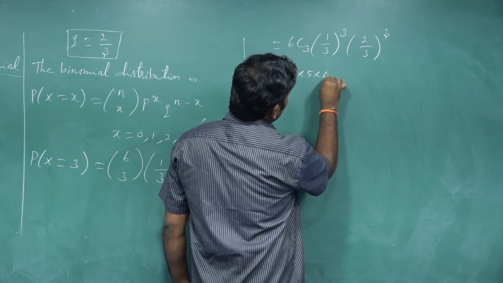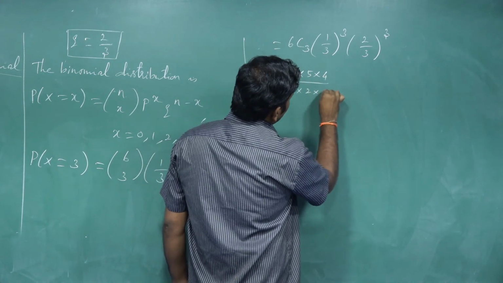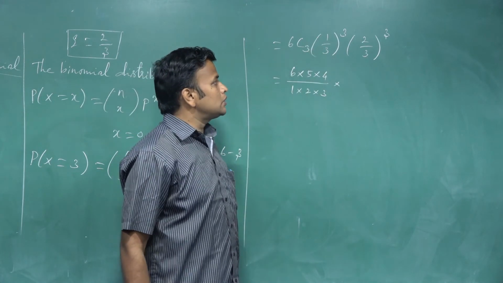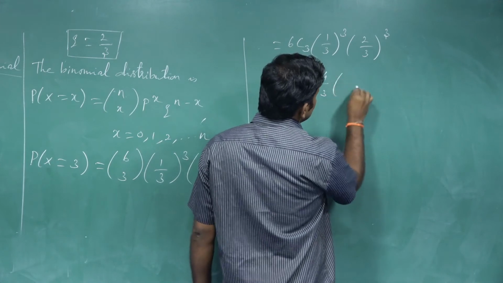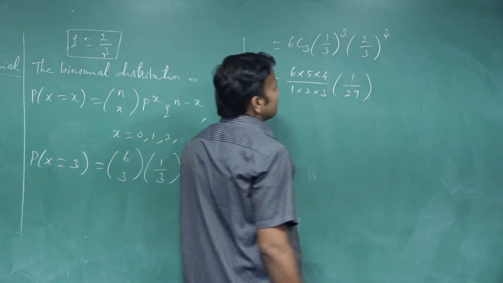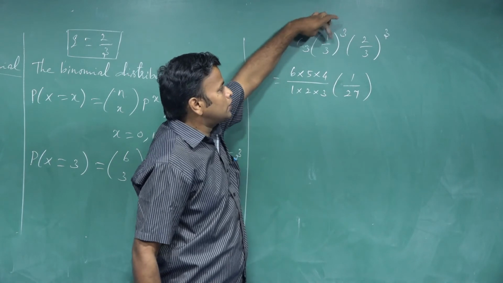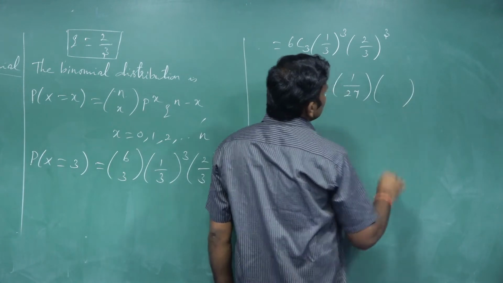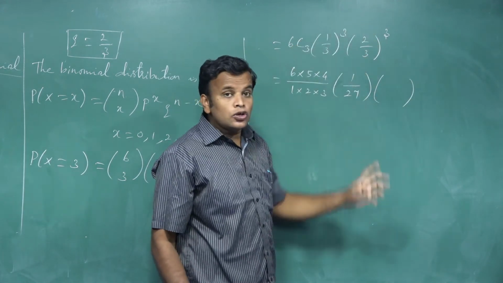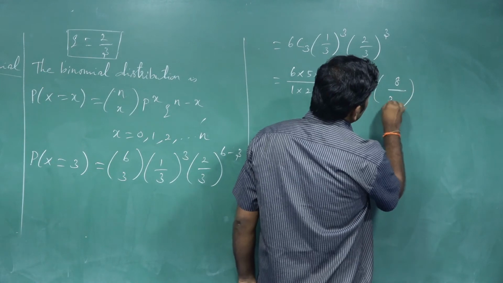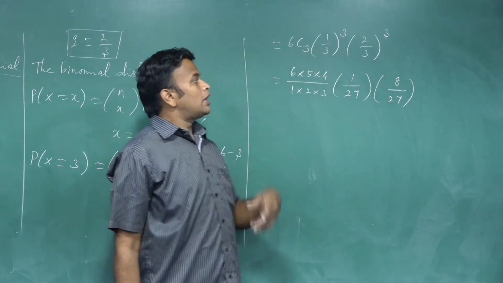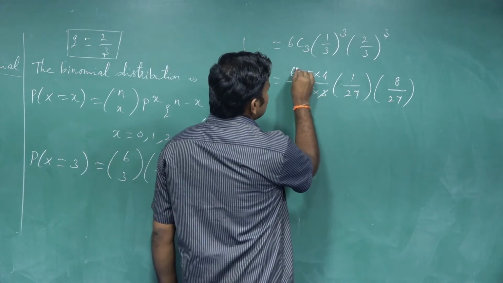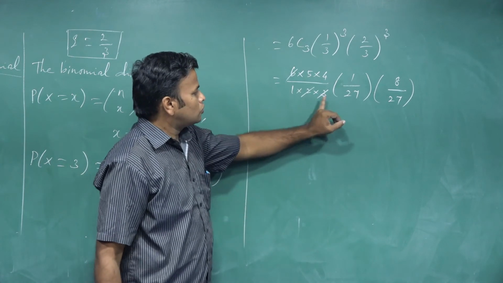6 into 5 into 4 by 1 into 2 into 3. This process is followed. Into the value of 1 by 3 the whole cube, the simplification is 1 by 27: 3 cube, 3 threes are 9, 9 threes are 27. And what is the final answer of 2 by 3 the whole cube? The value of 2 cube is 8, the denominator is 27. The value of 3 cube is 27. 2 threes are 6, I cancel.